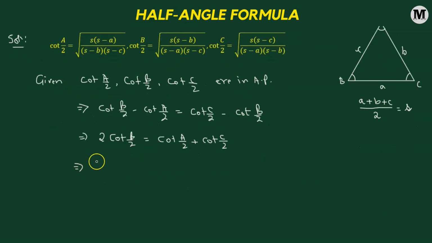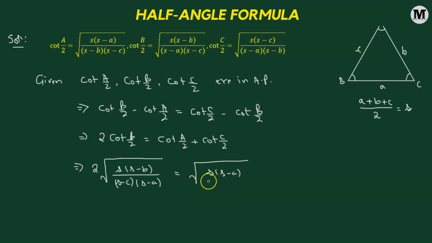On the left hand side, we have 2 times cotangent of B over 2. So we have 2 times the square root of s multiplied by s minus b, divided by s minus c times s minus a. This is equal to the square root of s multiplied by s minus a, divided by s minus b times s minus c, added to cotangent of C over 2, that is the square root of s multiplied by s minus c, divided by s minus a times s minus b.